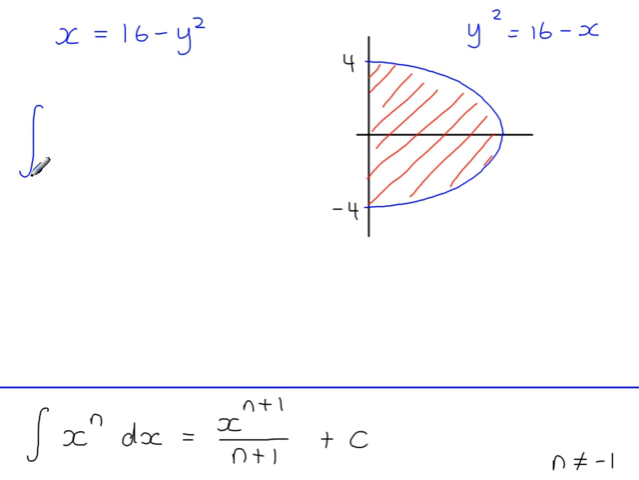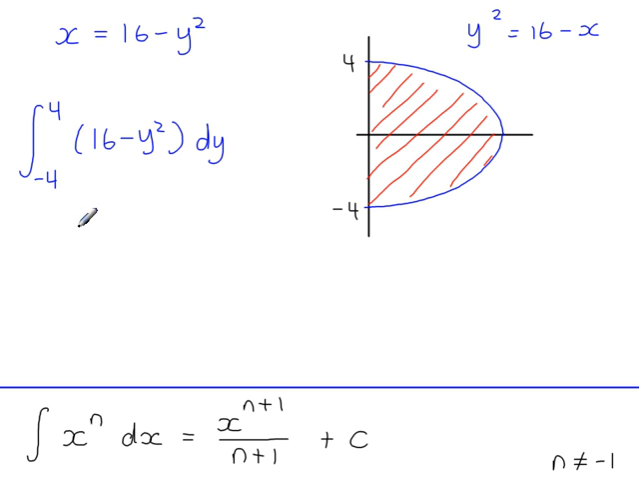So we're going to integrate from minus 4 to plus 4 along the y-axis. 16 minus y squared, so there's the function of y, and because it's along the y-axis here, it's dy.